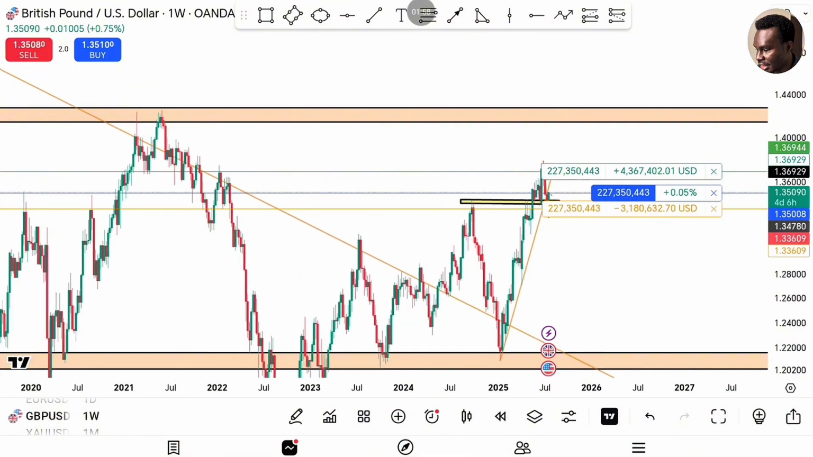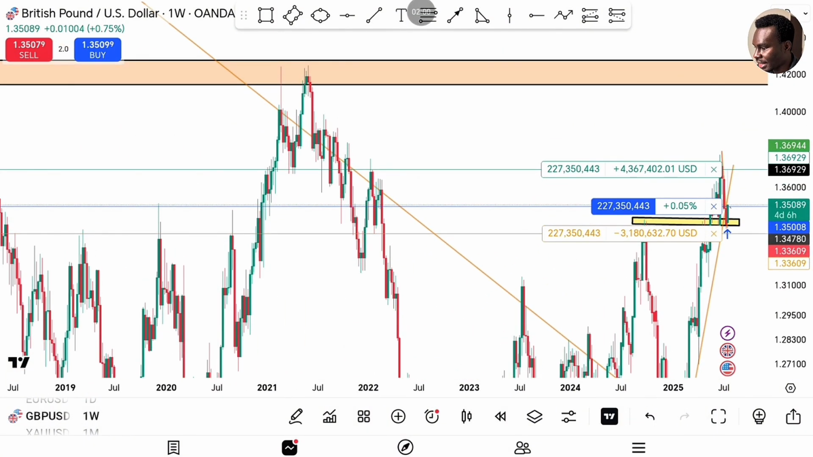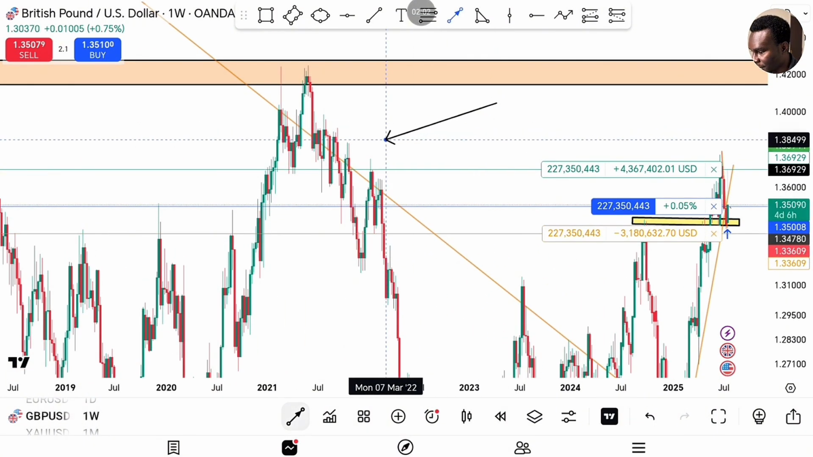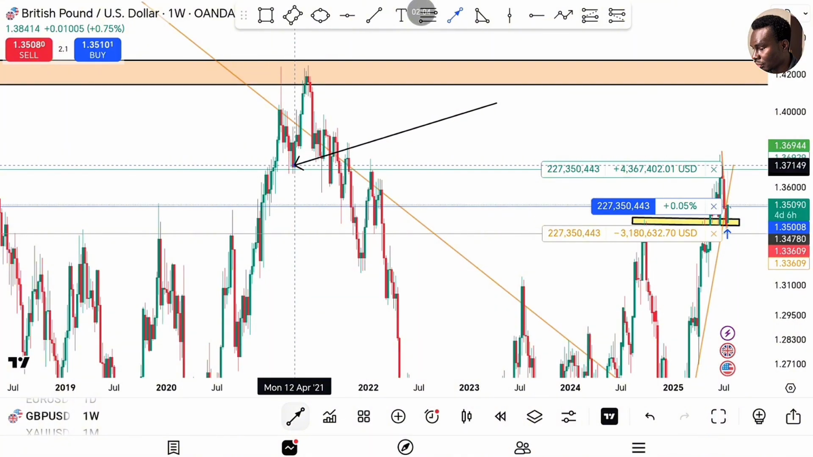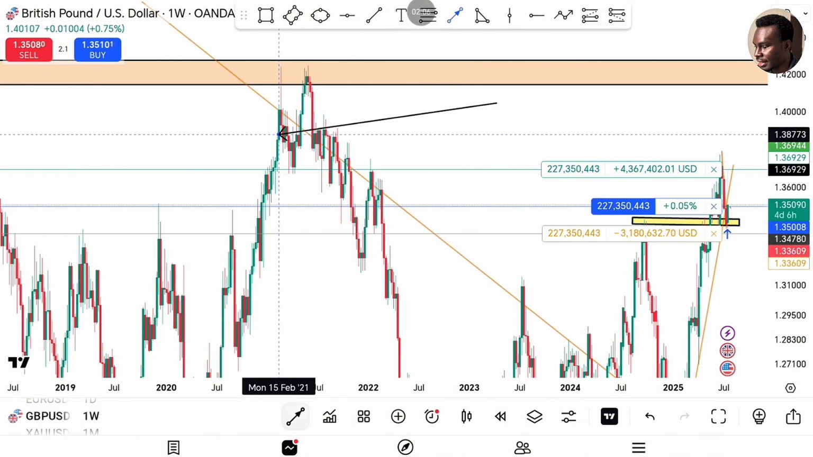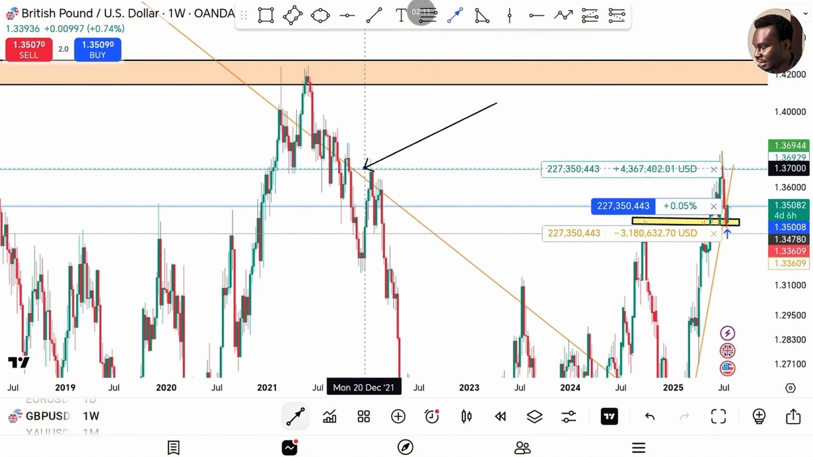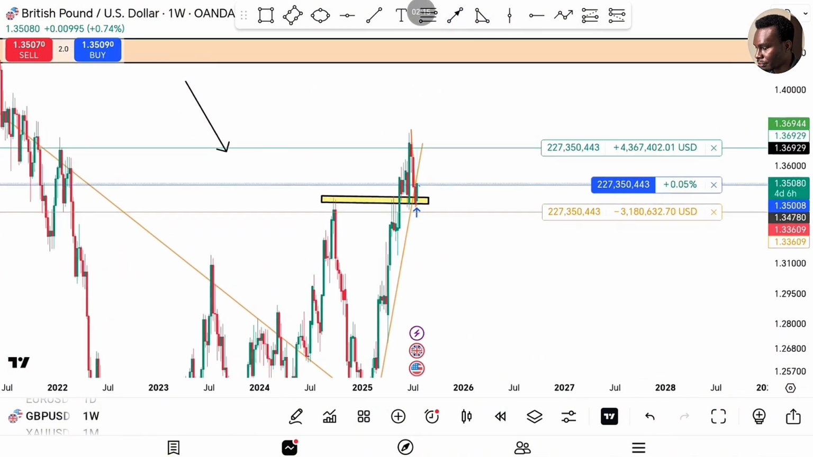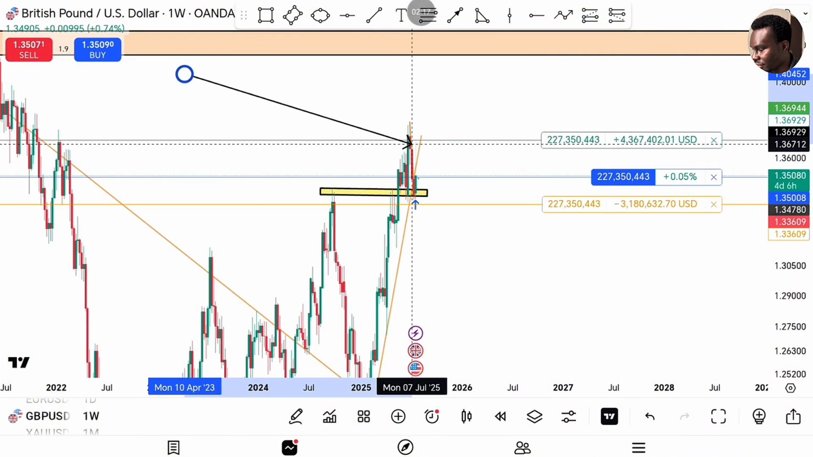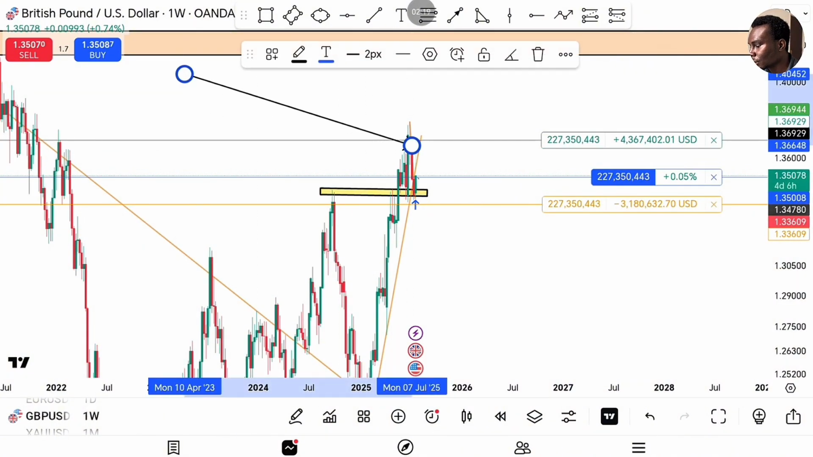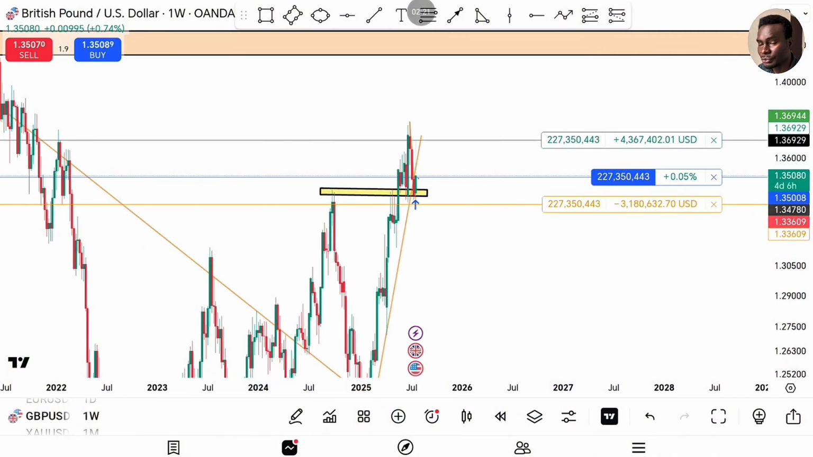Like you can see, it's the neckline of a head and shoulder pattern that formed previously that saw GBPUSD to the downside. So this was the left shoulder, the head, the right shoulder, and then the neckline. So this neckline now drawn into the future is exactly the same support resistance area we're seeing here. So that's it on GBPUSD, and we're currently in a trade on that.